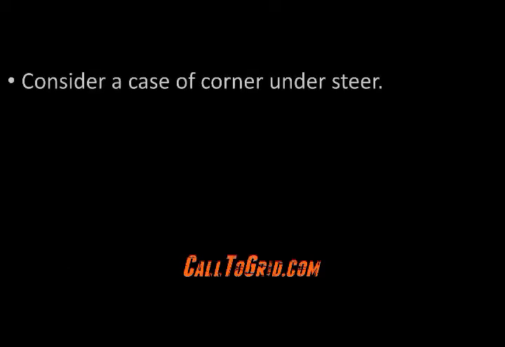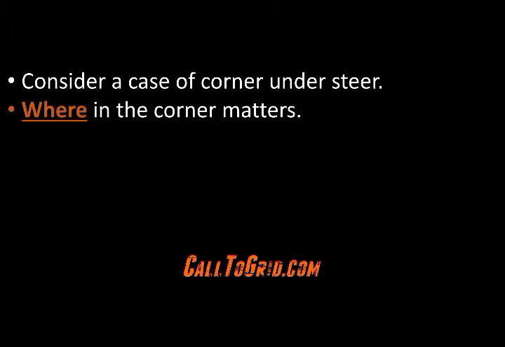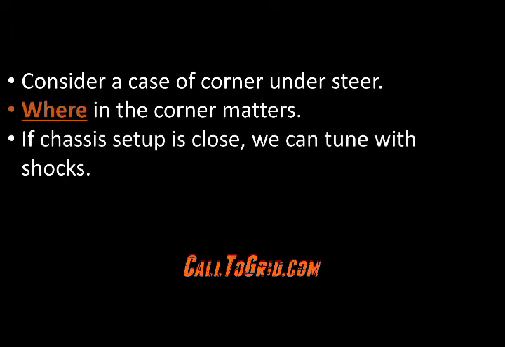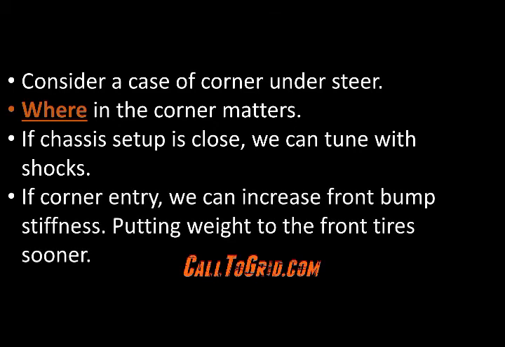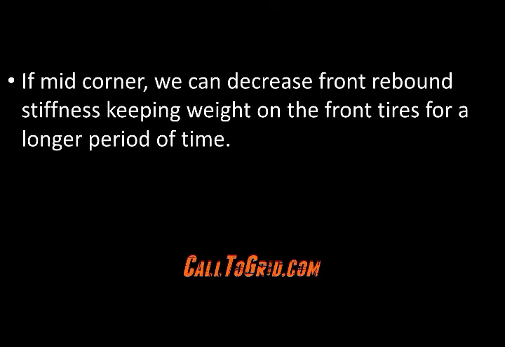For a specific case, let's consider a car with a slight understeer and corner entry. Where it occurs in the corner is crucial. If the chassis setup is close and the driver has been eliminated as being the source of the problem, we can look at making some adjustments with the shocks to correct for this. For understeer, the front tires are losing traction. If the understeer occurs in corner entry, we can increase front compression, putting weight to the front tires sooner. If the understeer occurs mid-corner, we can decrease front rebound, keeping weight on the front tires for a longer period of time.